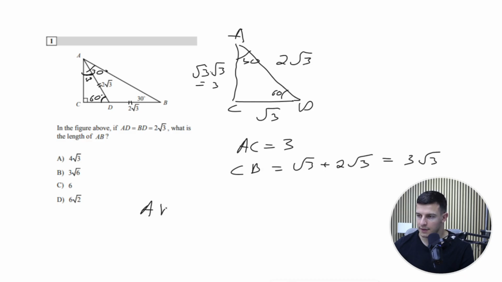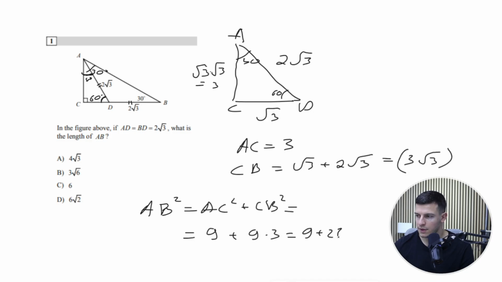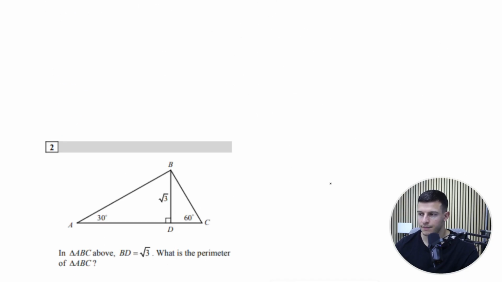To find AB, we can use the Pythagorean theorem. So AB squared is equal to AC squared plus CB squared, which is going to be 9 plus 9 times 3. That's the square of this. Okay, that's going to be 9 plus 27, which is 36. So AB squared is equal to 36. That means AB is going to be equal to square root of 36, which is just 6. So the answer is going to be C.